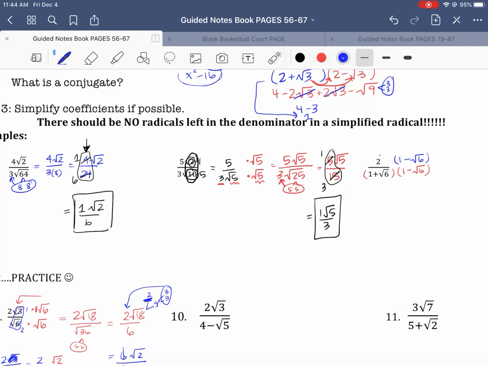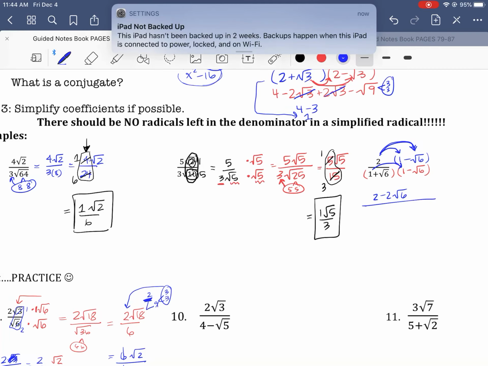And notice it's a binomial, so when I multiply this 2 over, it needs to multiply by both terms. Okay, 2 times 1, so my numerator is going to be 2. 2 times negative root 6 is just negative 2 square root 6. So that's my numerator. On the bottom, I need to FOIL.